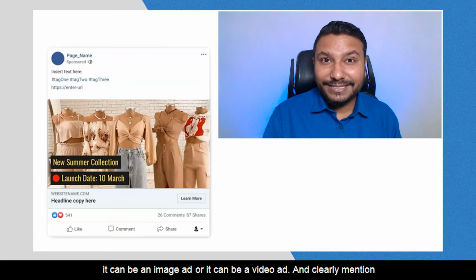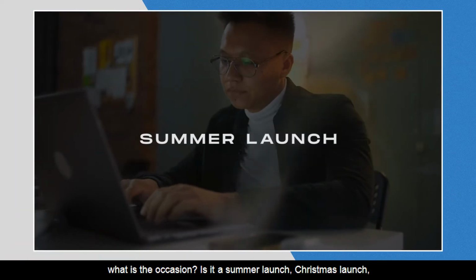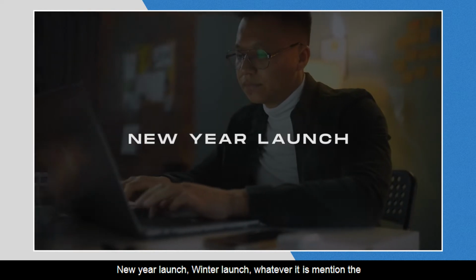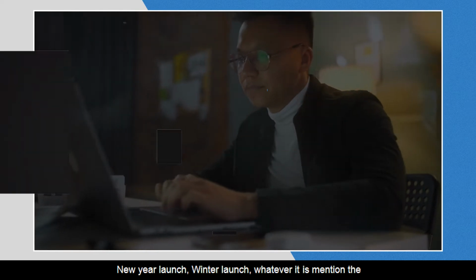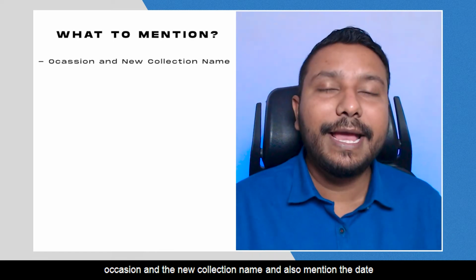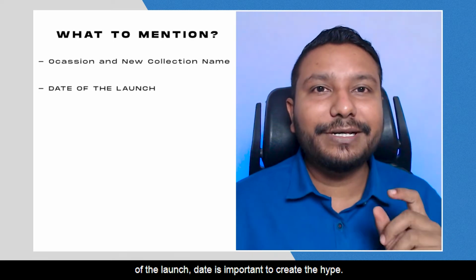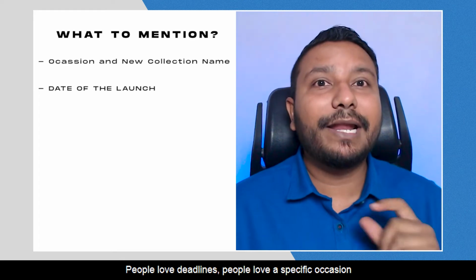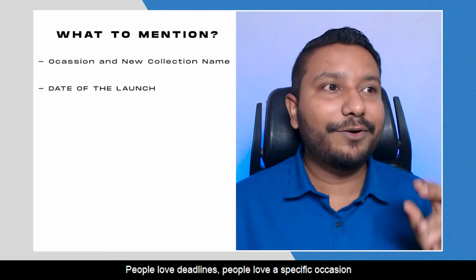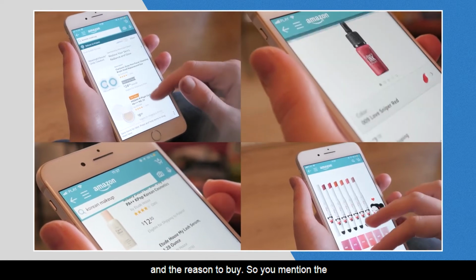It can be an image ad or a video ad, and clearly mention what the occasion is. Is it a summer launch, Christmas launch, New Year launch, winter launch, whatever it is. Mention the occasion and the new collection name, and also mention the date of the launch. A date is important to create the hype. People love deadlines, people love a specific occasion and a reason to buy.